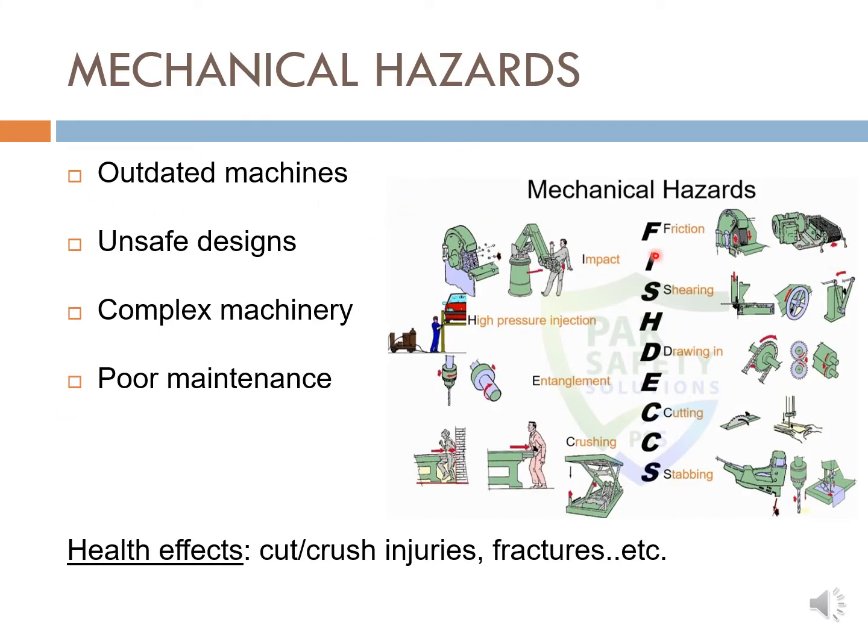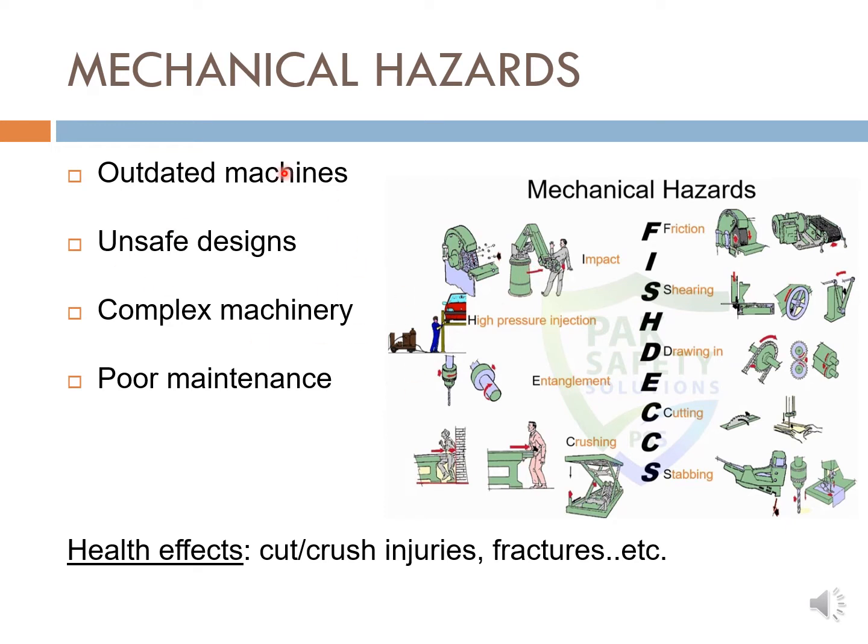Mechanical hazards: in mechanical sciences they are dealing with heavy machinery, and of course the hazards are related to the machinery. The machinery has a lot of hazards. I mentioned a few sources, for instance outdated machines, unsafe designs, complex machinery, or poor maintenance. Of course, what are the hazards? They can cut, injure or fracture the workers.